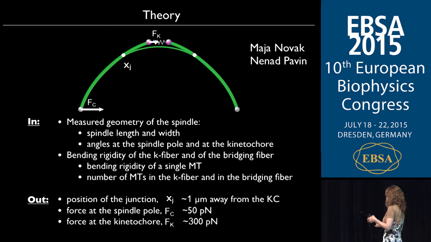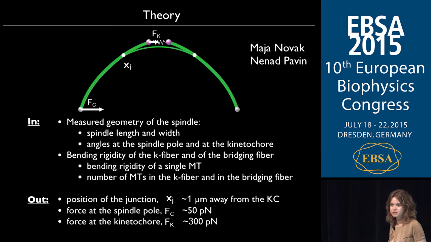And from this, we get as output the position of the junction, which we cannot determine experimentally currently, and the model predicts that the position of the junction, this point where the fibers merge or split, is 1 micron away from the kinetochore. We also get from our model the force at the spindle pole, which is about 50 piconewton, and it's a compressive force. And we get the amount of the force on the kinetochore, and this is a tensile force at this end of the microtubule, and it's about 300 piconewtons.